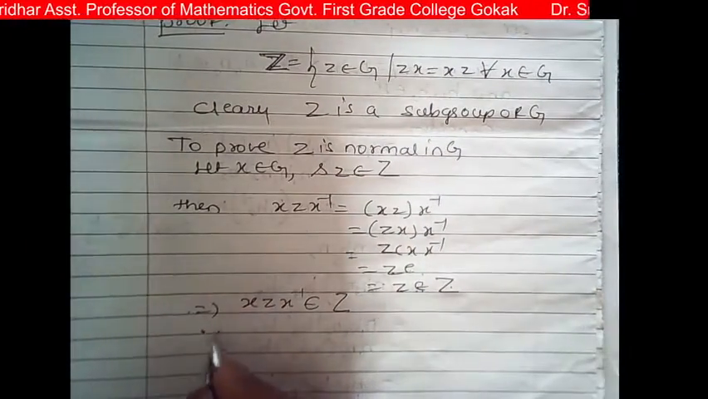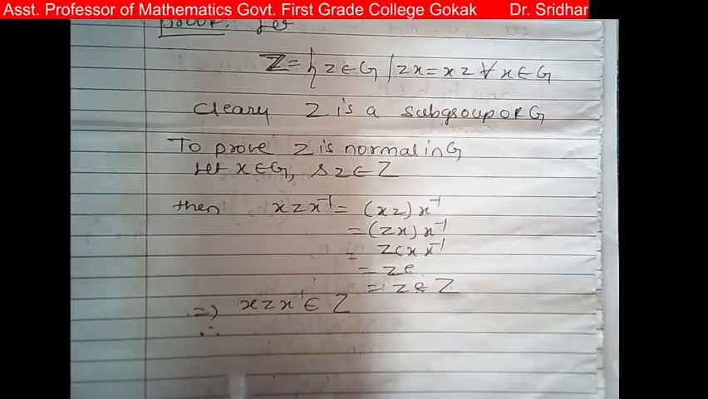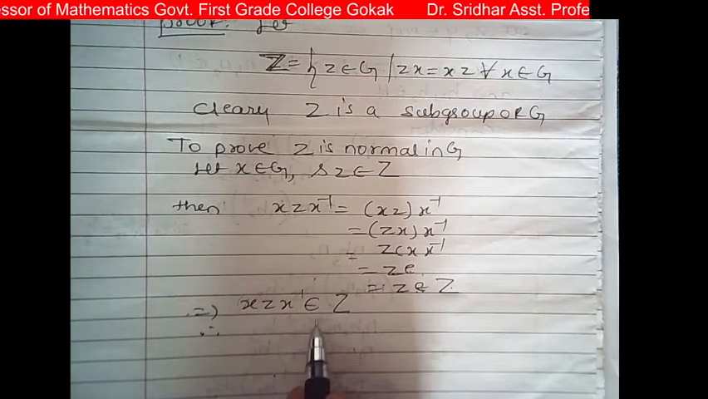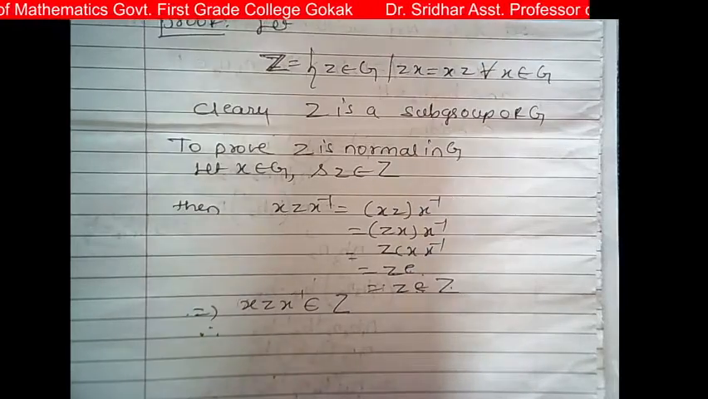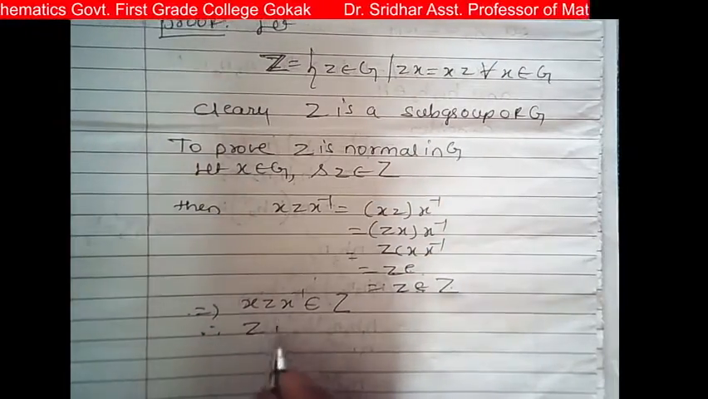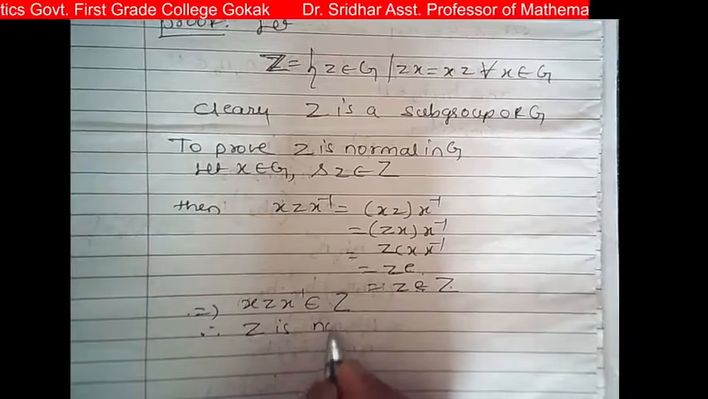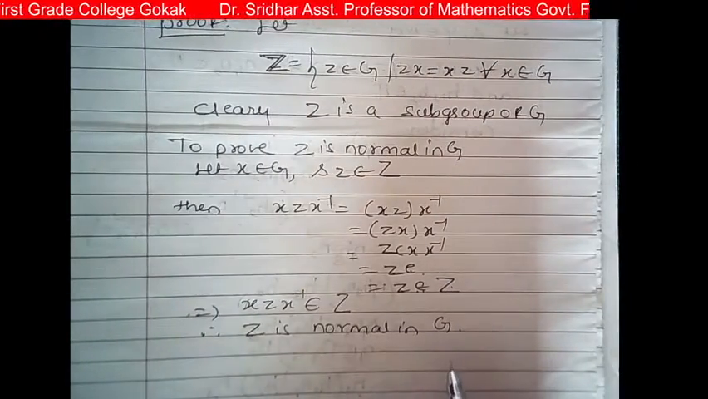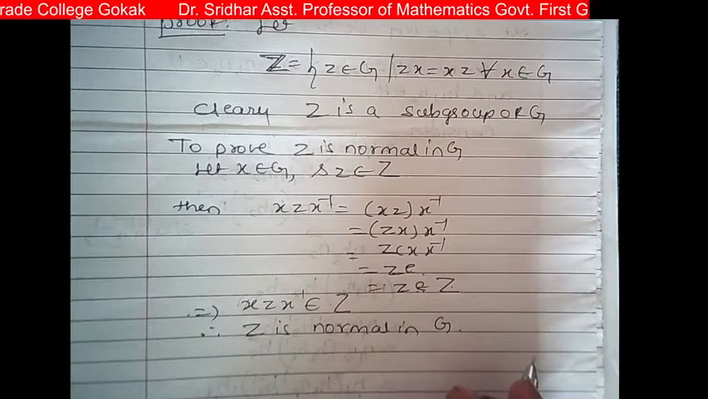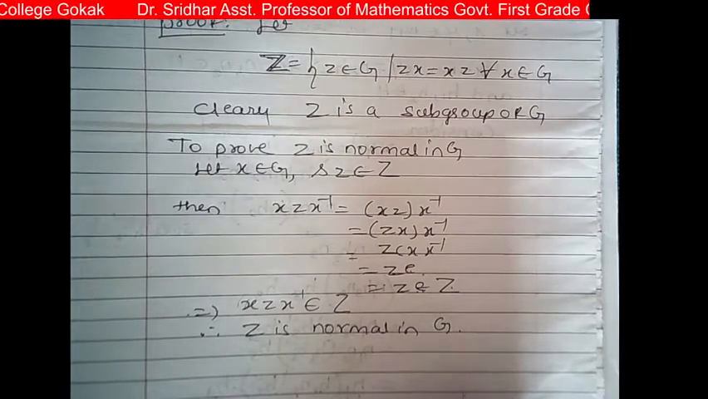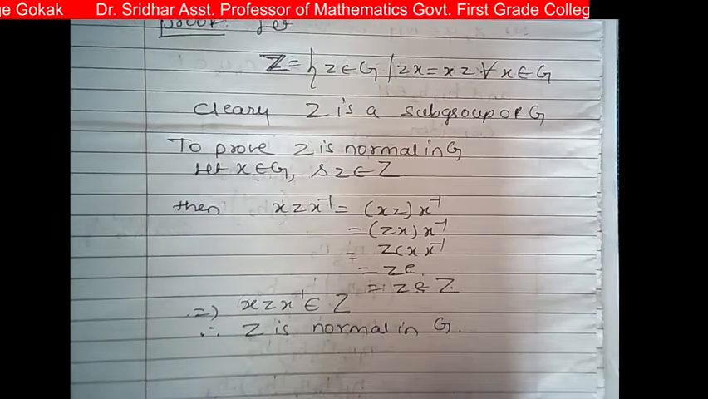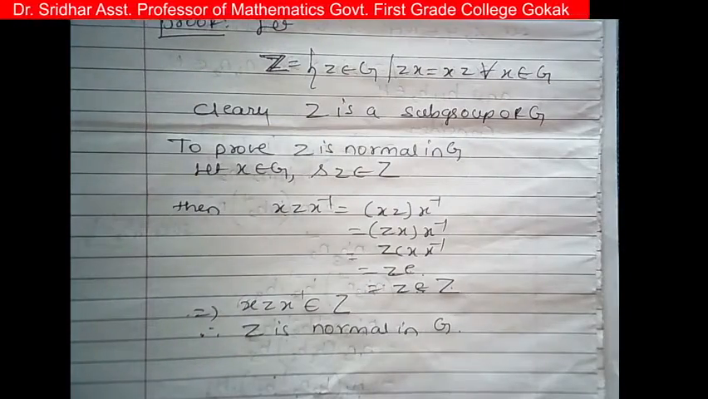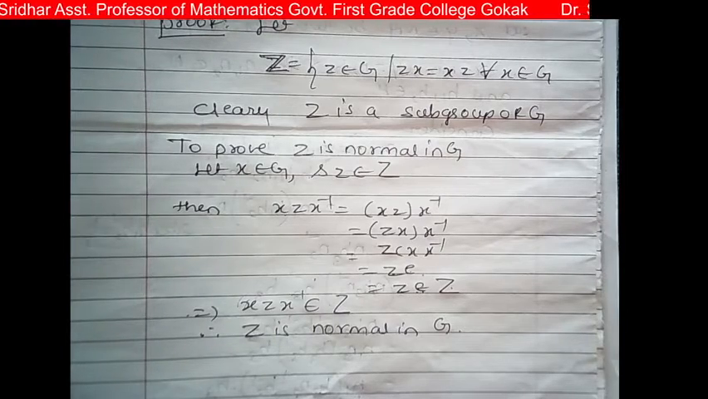So therefore, by the definition of a normal subgroup, if hg inverse belongs to G, then G is a normal subgroup. So therefore Z is normal in G. This is the proof of the theorem. So with this, I conclude this class and I will continue in the next class. Thank you.